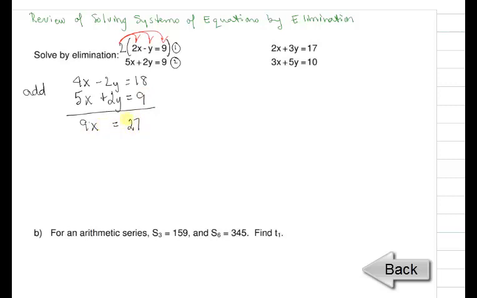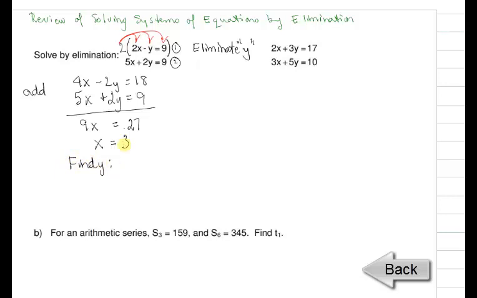Notice I no longer have a y. I'm going to solve for my x by dividing both sides of my equation by 9, and I get that x is equal to 3. Okay. All right, I'm just going to make a note here to eliminate y. Okay. All right, so how do we get y then?